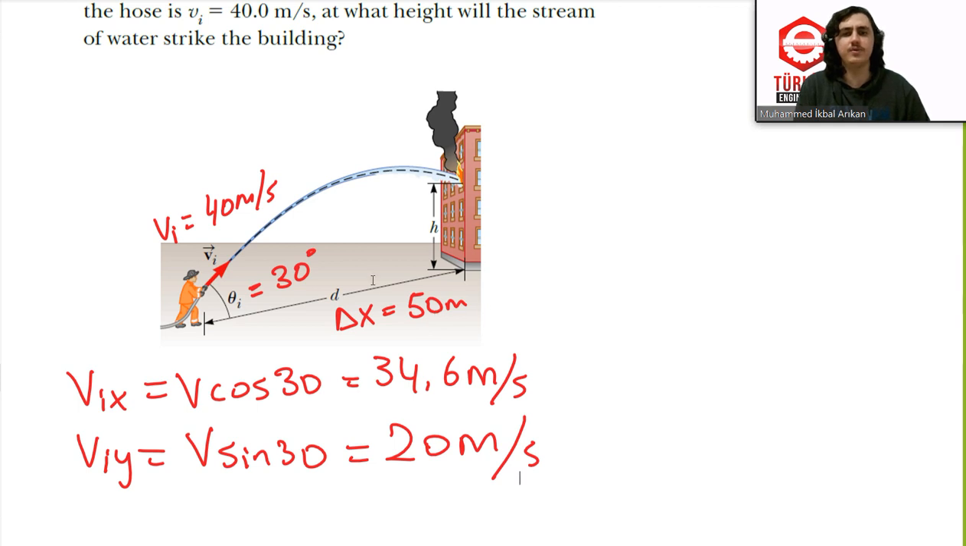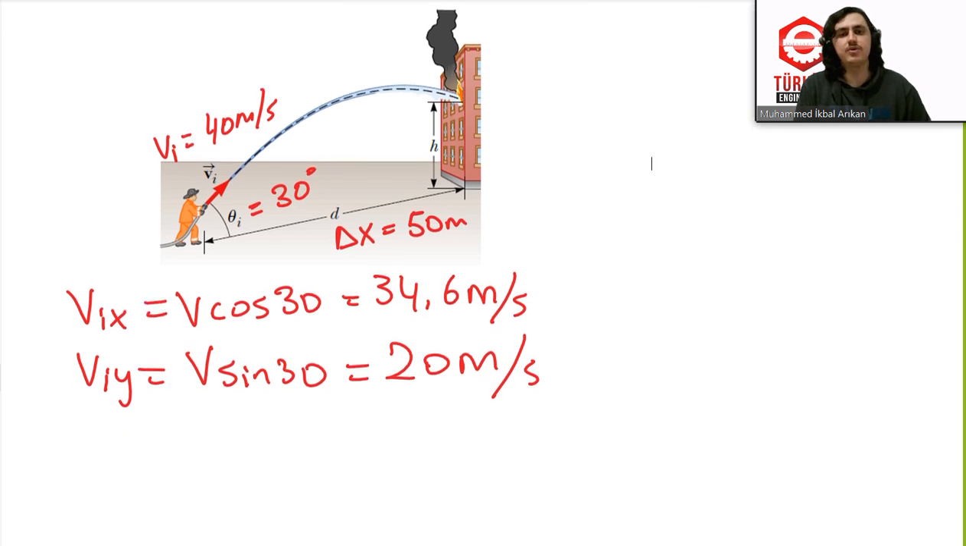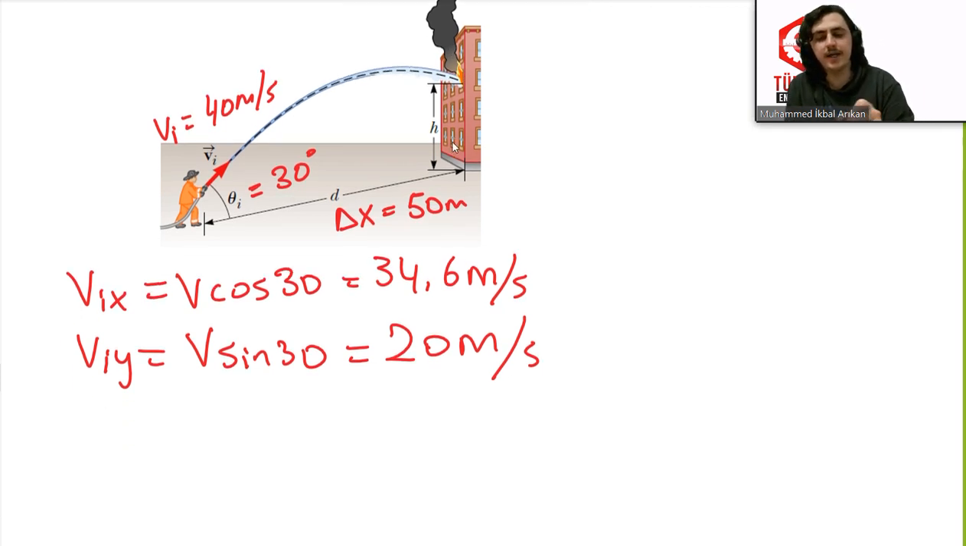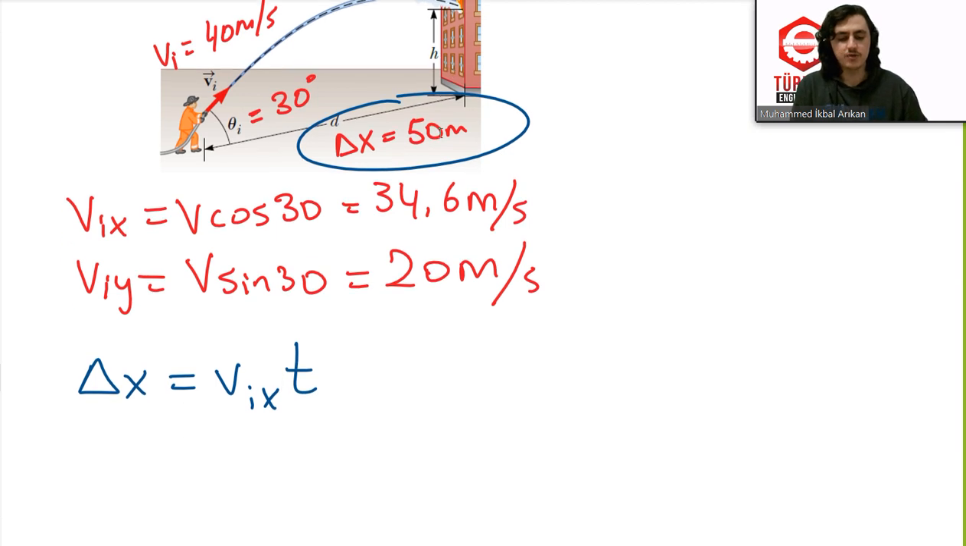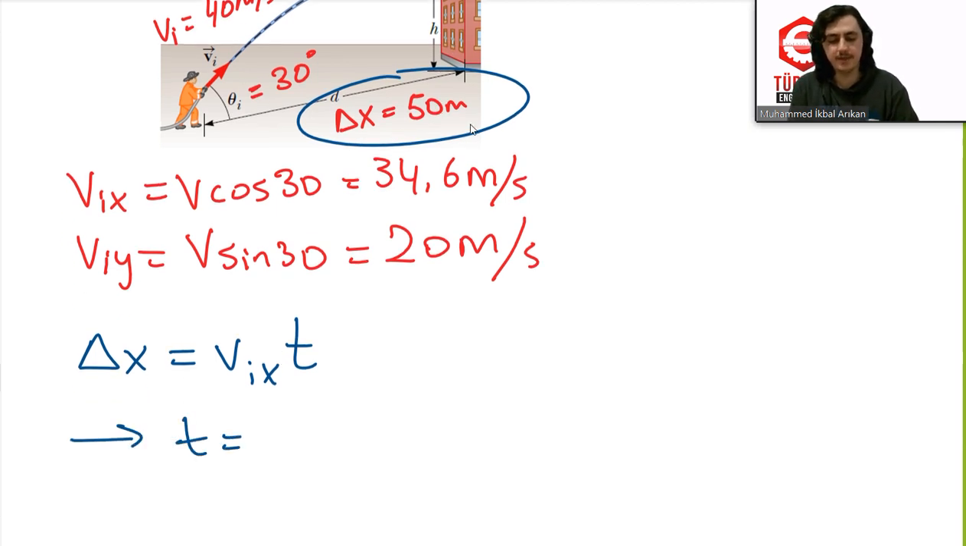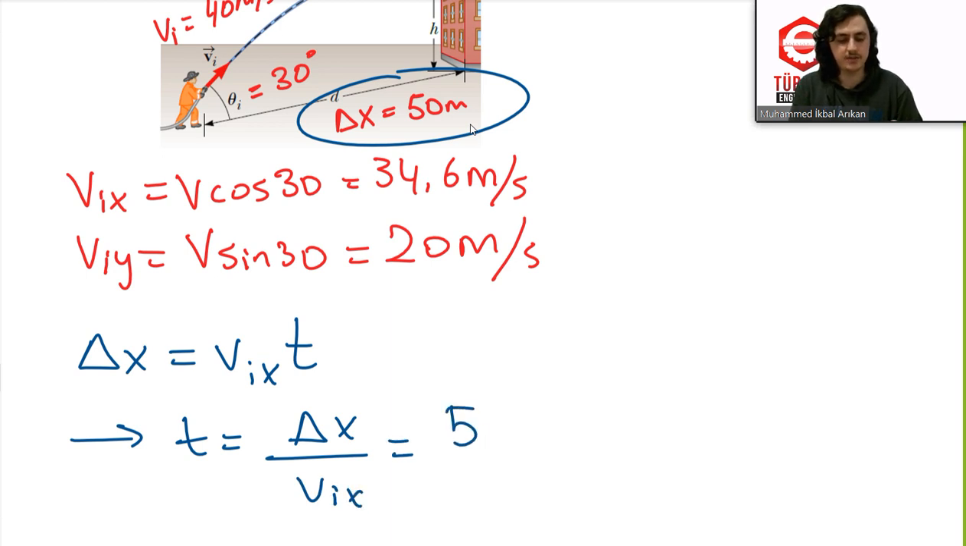So what can I do now? I will start by putting the known values. I can calculate the time, which is the time from here until it reaches there. I will put delta x, which is equal to v initial x multiplied by time. So I can solve for time. Time will be equal to just delta x divided by v initial x. I know delta x, which is 50 meters, and initial velocity in x is just 34.6 meters per second.